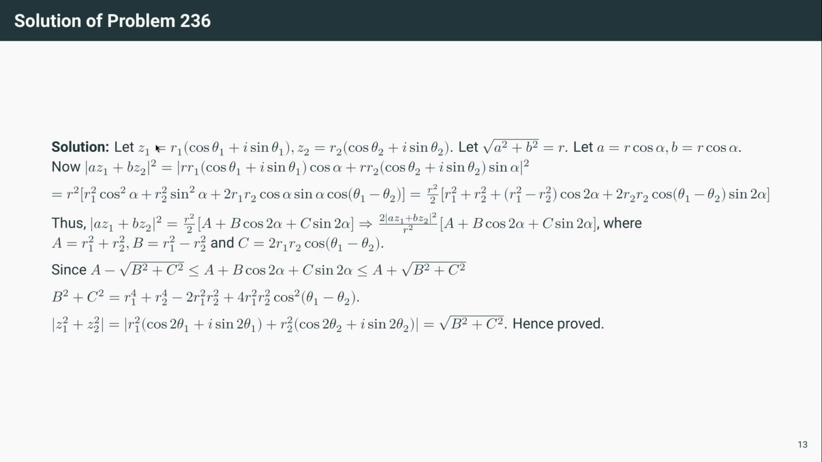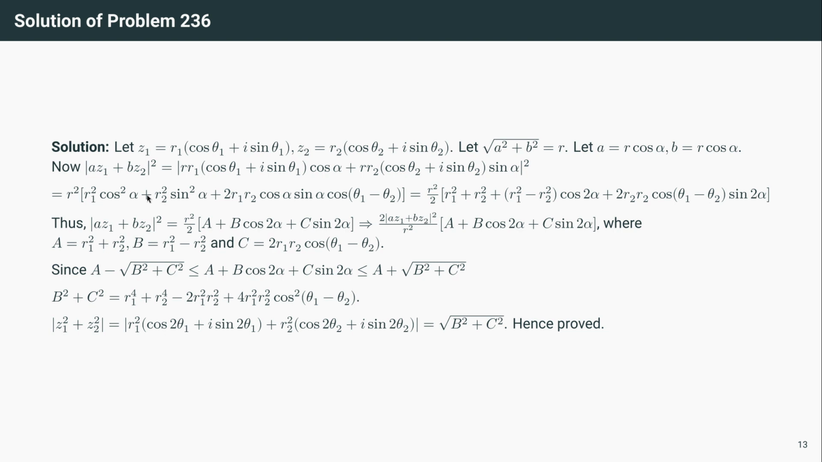So to solve this problem, we'll take Z1 and Z2 in polar coordinates. We also let square root of a square plus b square as R, so that a is R cos alpha and b is R sin alpha. Remember that a and b are real numbers. So we evaluate mod a Z1 plus b Z2 squared, which when expanded will become R R1 (cos theta 1 plus i sin theta 1) cos alpha plus R R2 (cos theta 2 plus i sin theta 2) sin alpha, whole squared. And once you take it out of the modulus, it will become R square (R1 square cos square alpha plus R2 square sin square alpha plus 2 R1 R2 cos alpha sin alpha cos (theta 1 minus theta 2)).